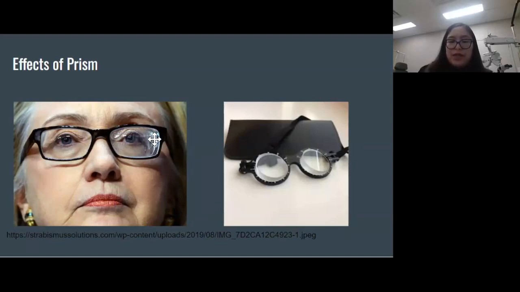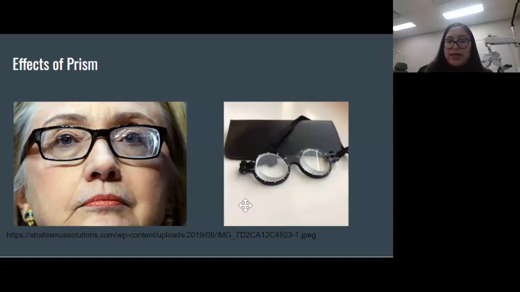It looks like there are these lines, but you can actually see quite well through them. This is a picture of Hillary Clinton. She had worn them to an address, I believe, at one point. So it has been used out in presentation, out in public as well. Now, these are yoked prisms. So this is an example of the ones that we would use in office to train.